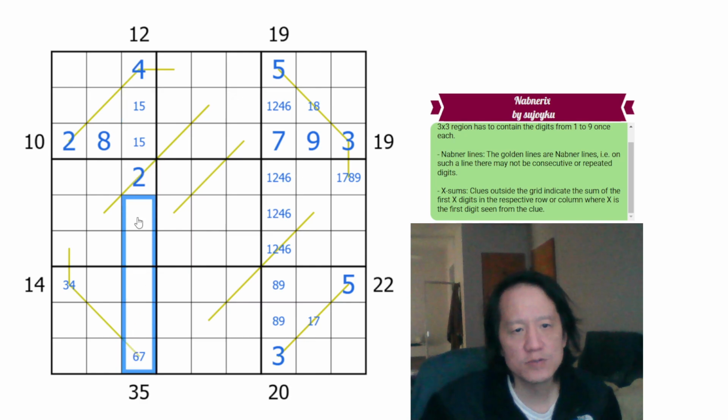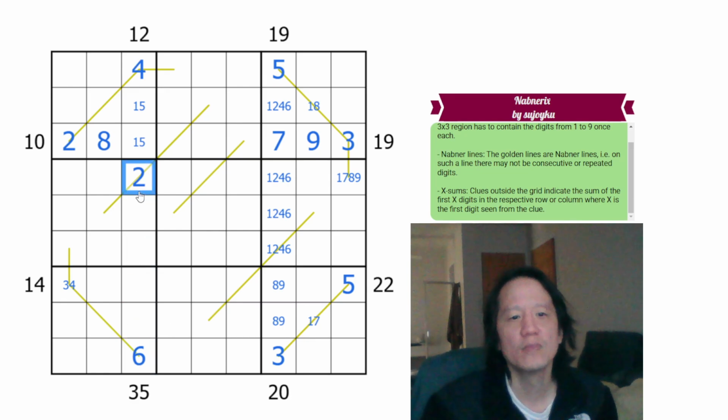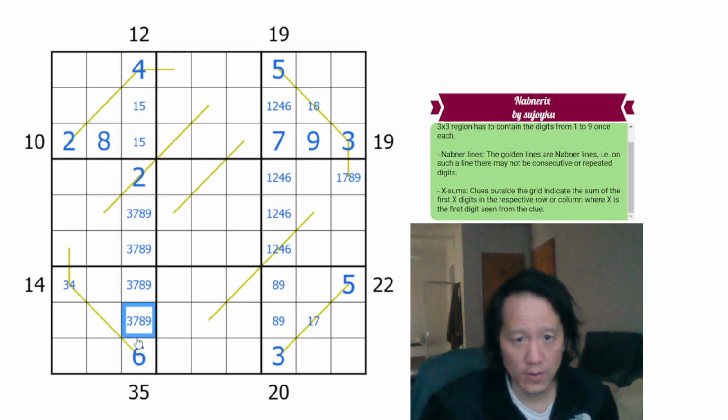So for this, we know these 3 digits add up to 10. And therefore, the rest of the digits add up to 35. Therefore, this must be a 6, because this counts the first 6 digits then. Therefore, this has to be 3, not 6, 3, 7, 8, and 9. Let's see. So the rest of this cell has to be 3, 6, 7, and 9.